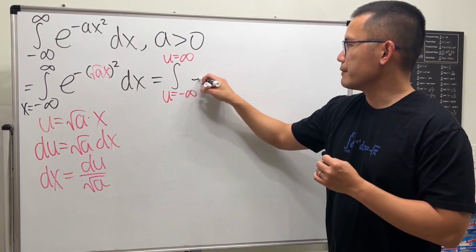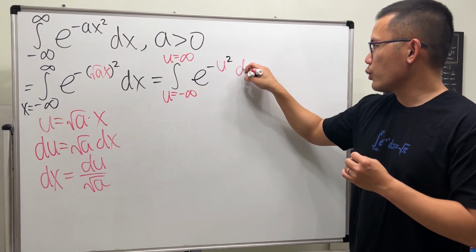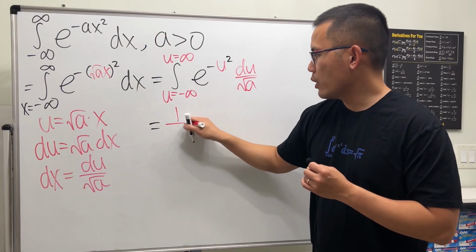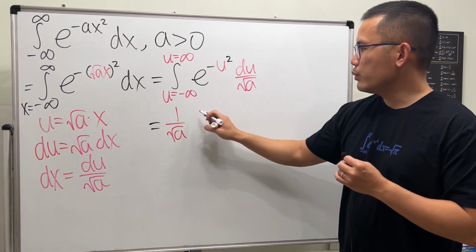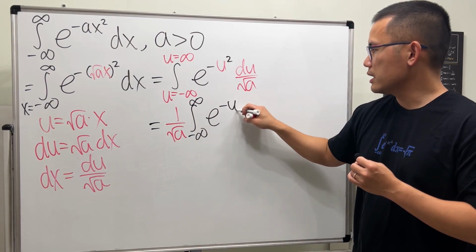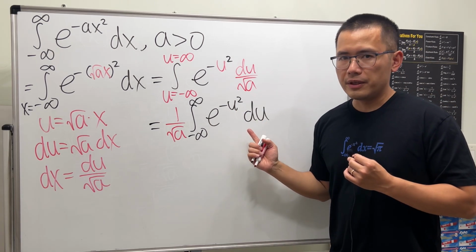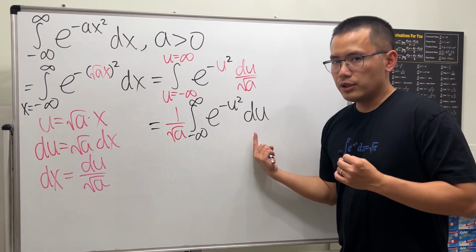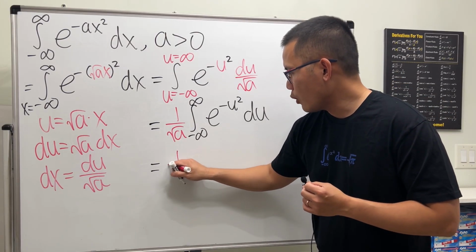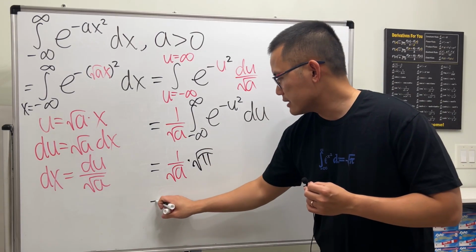And then right here, we just have e to the negative u squared. Dx is du over square root of a. And we can put the 1 over square root of a on the outside. And then we have the integral, negative infinity to positive infinity, e to the negative u squared du. And notice, the u right here is just a dummy variable. This is just going to give us square root of pi. So, we'll just have 1 over square root of a times square root of pi. And that's the answer.